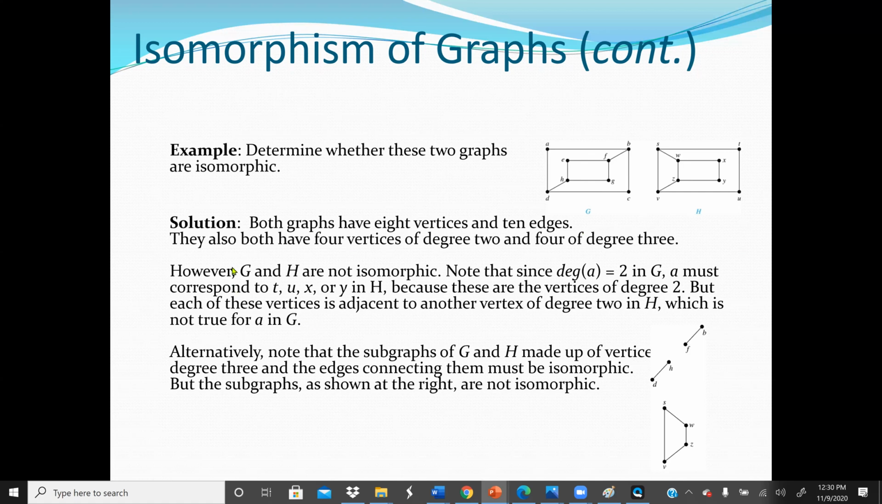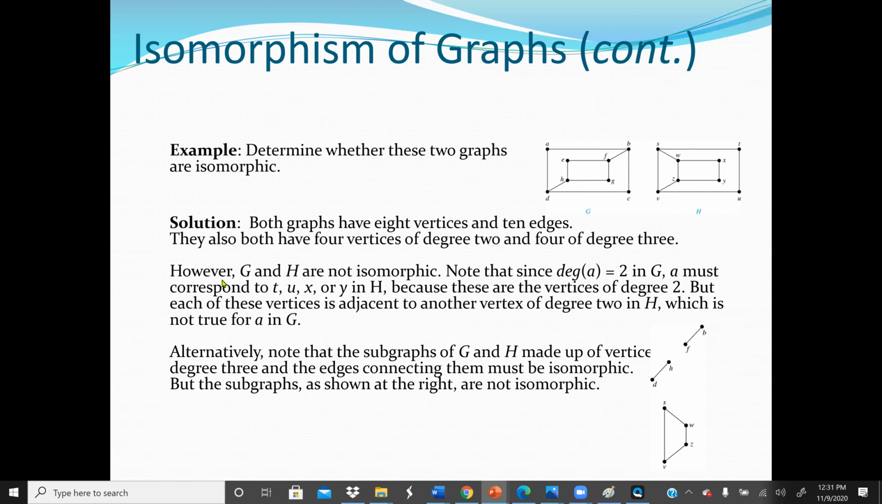So we say they also both have 4 vertices of degree 2 and 4 vertices of degree 3. So we can also check the degrees. Degrees, how many edges are connected to the vertex. So this is 2 degree, this is 2 degree, this is 2, yeah, so that's correct. The rest is 3 degree here and 3 degree here also.